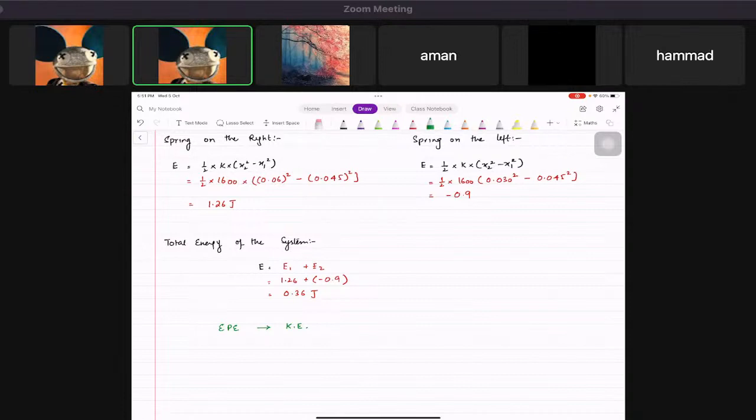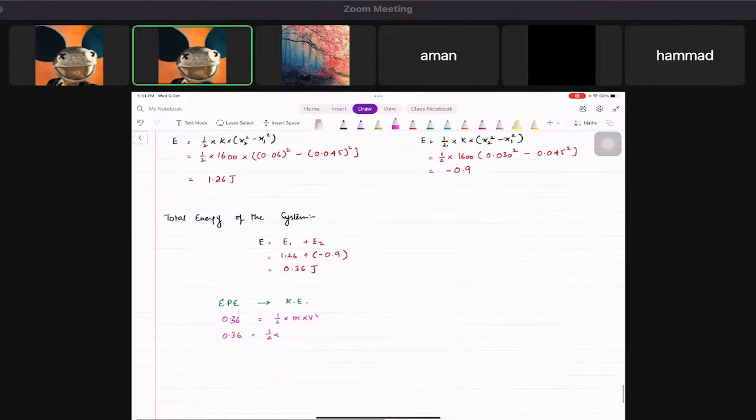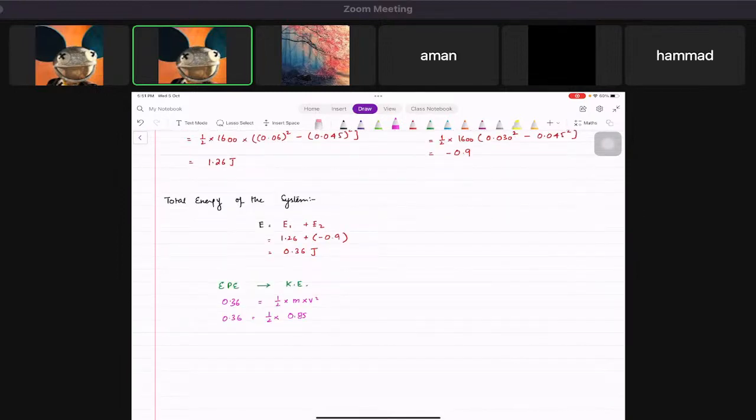Now we have elastic potential energy as 0.36, which is equal to half times m times v square. So 0.36 equals half times the mass, which is already given, that is 850 grams. That could be changed to 0.850 kg times v square, because we need the speed. So ultimately, the speed is going to be equal to 0.92 meters per second, and that's the highest speed it's going to gain. Is it clear, everybody? Any questions? Let me know.